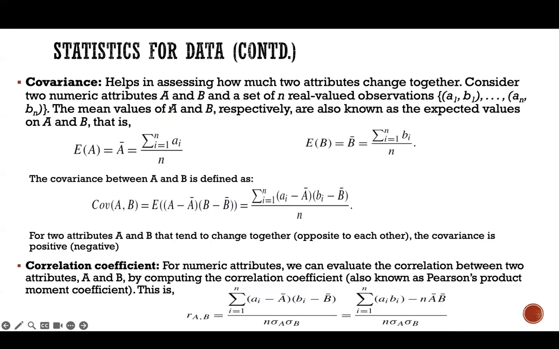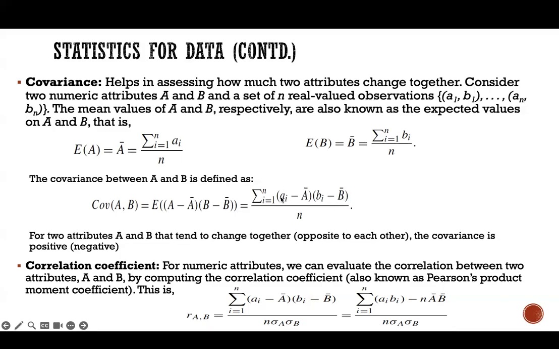We know what the mean number of employees is and the mean average profitability in that data set. So that's A bar and B bar, simply adding the numbers and dividing by n. We typically represent that as the expected value of A and expected value of B, E(A) and E(B). So the covariance between A and B is defined as this expression. Every observation is subtracted by the average for A, and every value is also subtracted by the average for B.